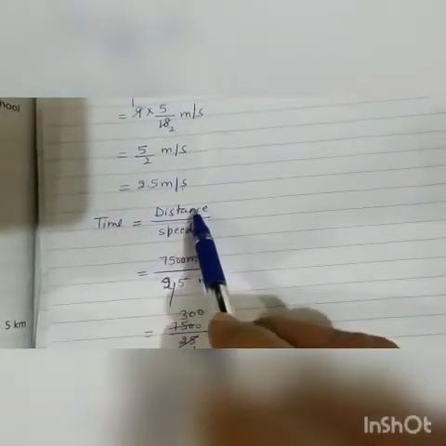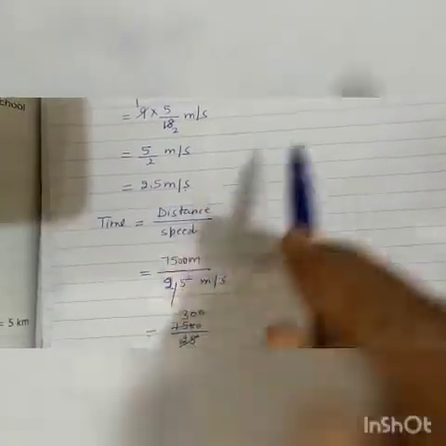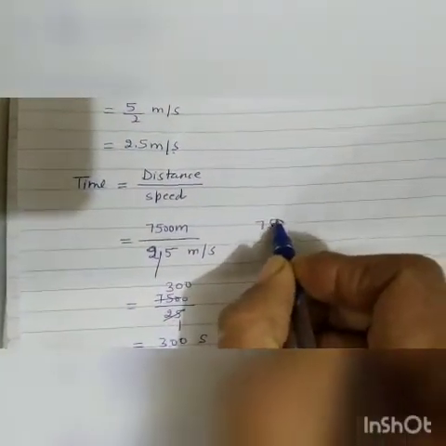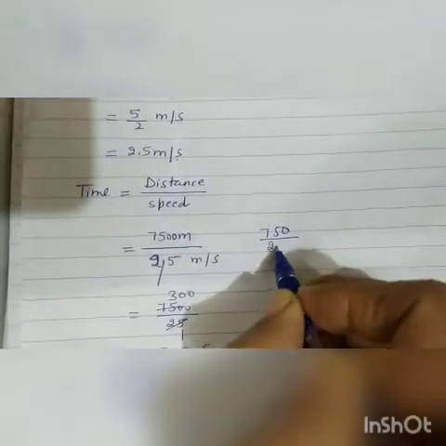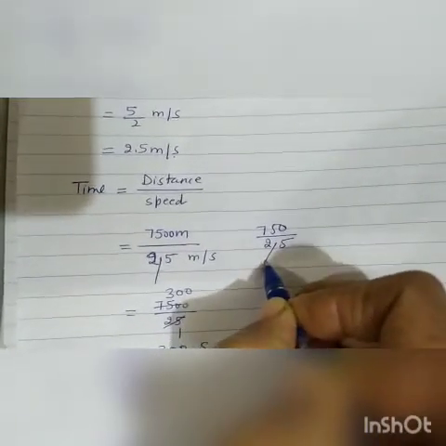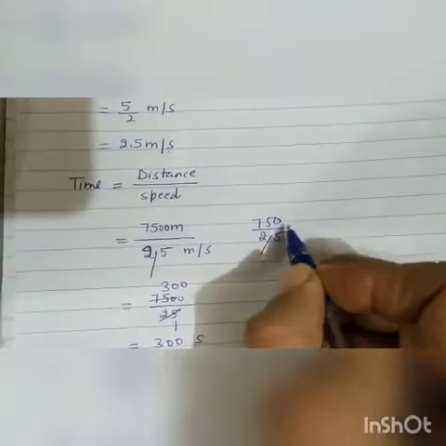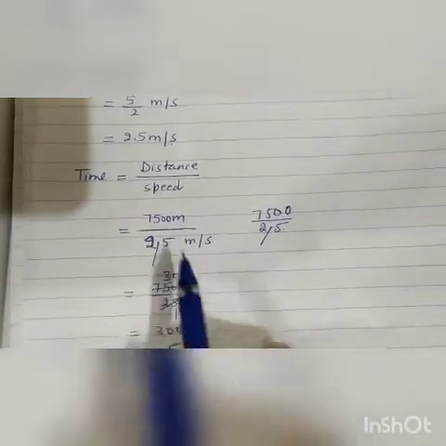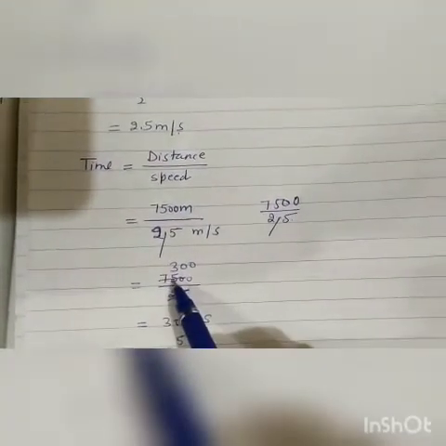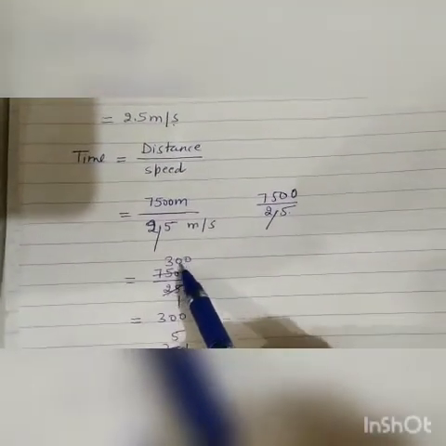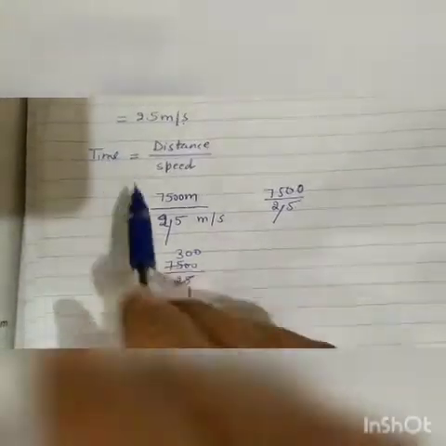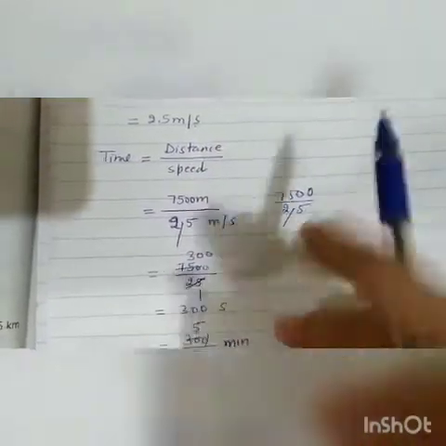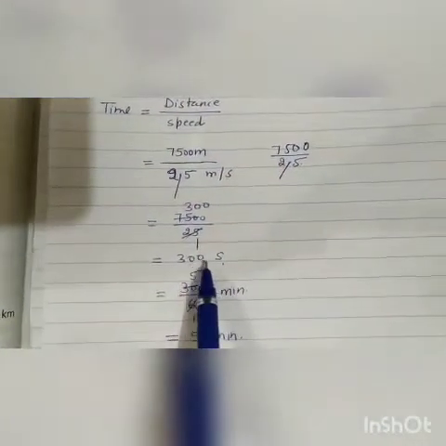So time is equal distance upon speed. Distance is 750. So see here, when we write 750 upon speed is 2.5, we will remove this decimal. After decimal here one digit, so we will add 1 0. It becomes 7500 upon 25. Now 25 1 25, 25 3 is 75, 0 0. It is 300 second time because we are using here speed in meter per second. So time, unit of time will be 300 second.